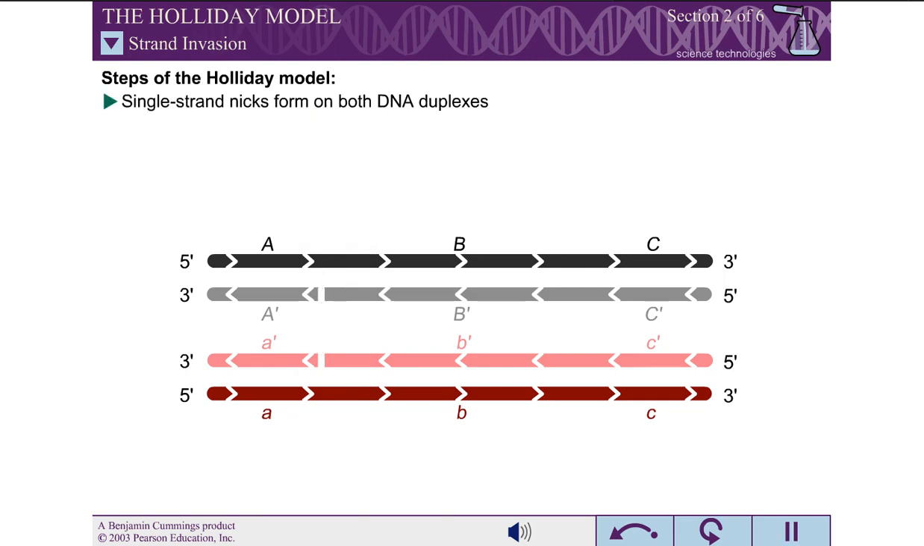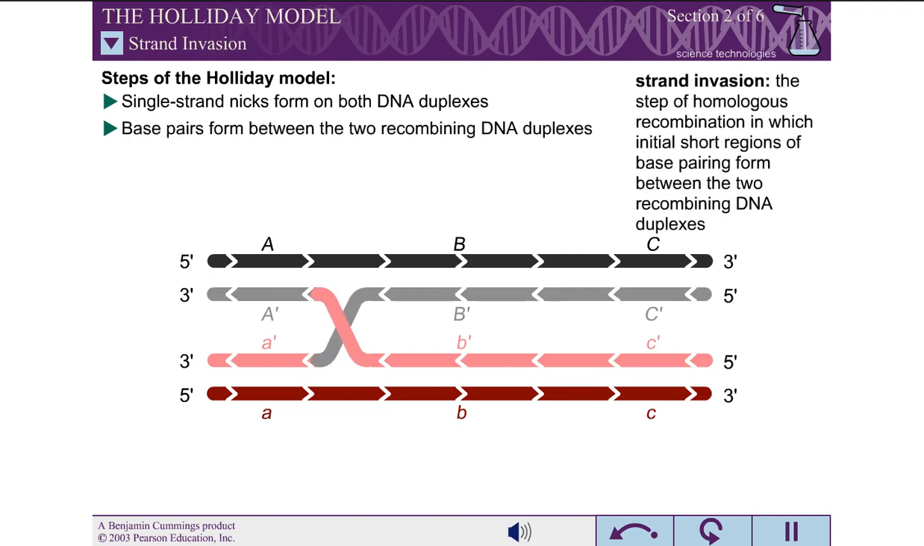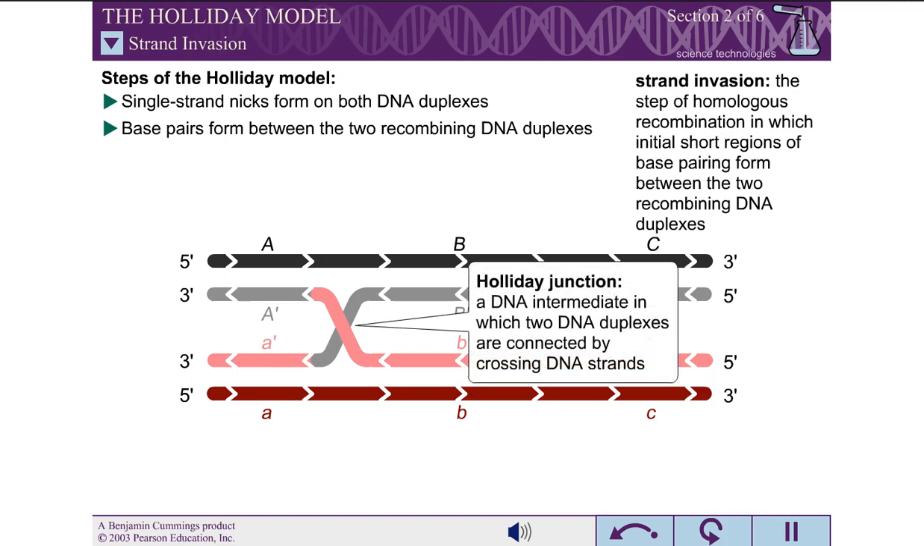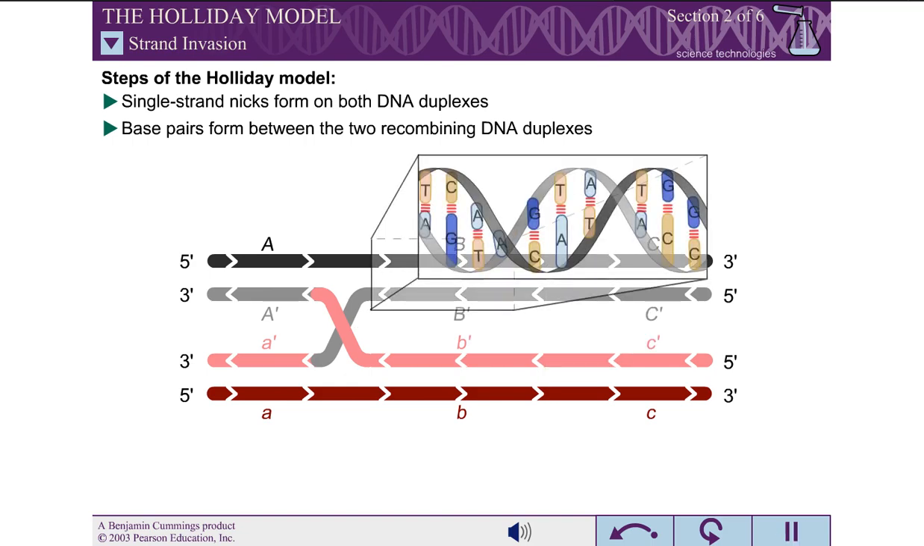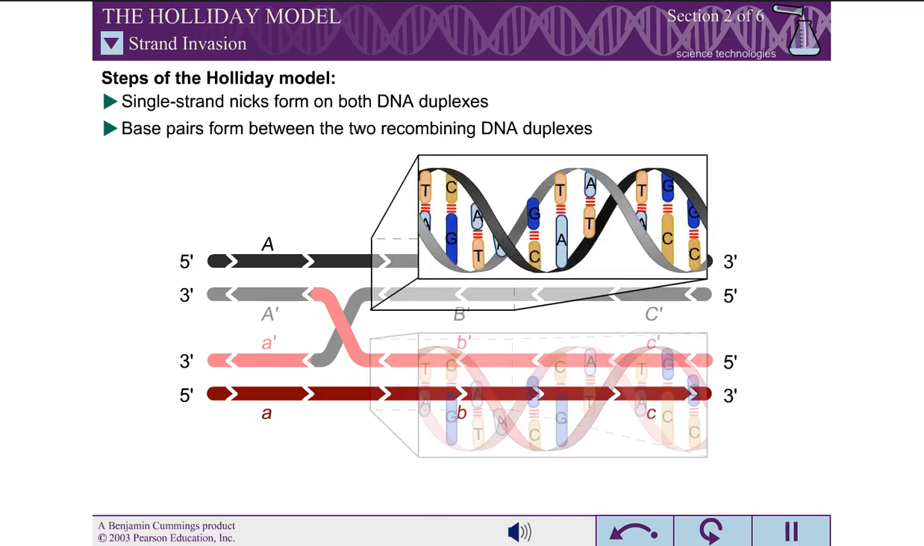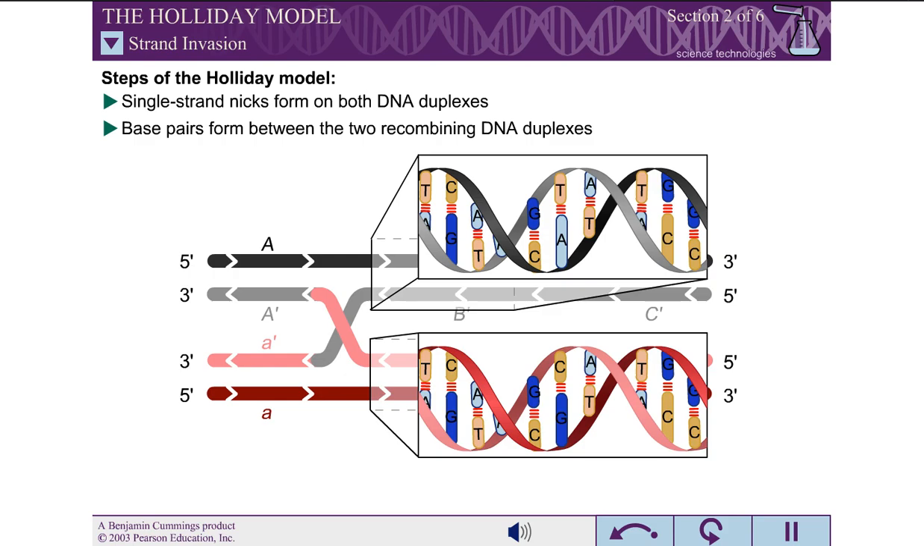DNA strands near the nick sites peel away from their complementary strands and base pair with the homologous duplex. This step is called strand invasion. The DNA intermediate in which two DNA duplexes are connected by crossing DNA strands is called a Holliday junction. Remember, since the duplexes are identical or nearly identical in sequence, each of the nicked strands is able to base pair with the uncleaved strand on the opposite duplex.